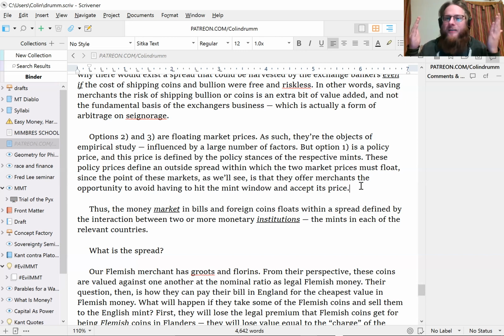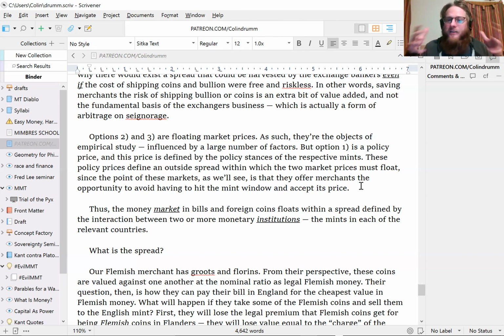Because at the moment that the exchange banker says, yeah, I can do that, but I'm going to charge you more than the mint would, well, now our merchant's not going to do that anymore. He says, well, thanks, but no thanks. I'm just going to ship the coins myself because it's actually going to cost less, right? So the merchant banker has to be giving him a better deal by basically preventing this nominal premium that would have otherwise been destroyed from being lost to the inside of the commercial network.